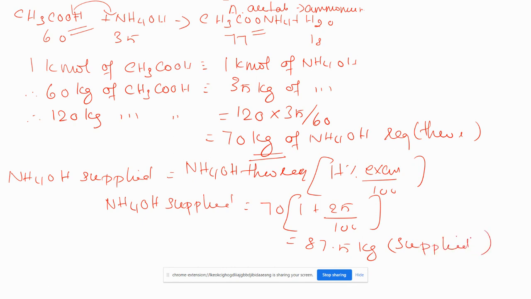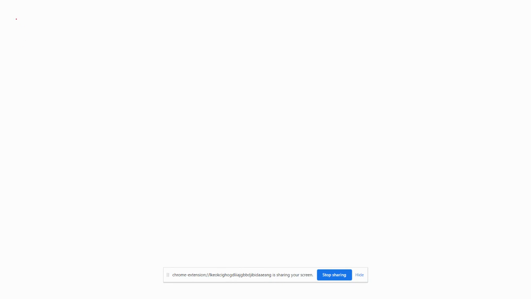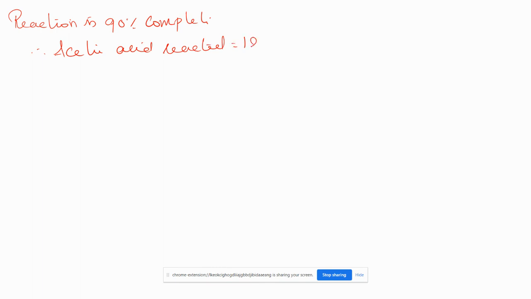The next condition they have given us is that the reaction is 90 percentage complete. Therefore, the acetic acid reacted will be, out of the given 120 kgs, 90 percentage reacted. So 120 into 90 by 100. So you will be having 108 kgs.